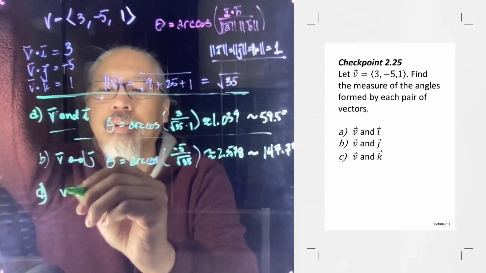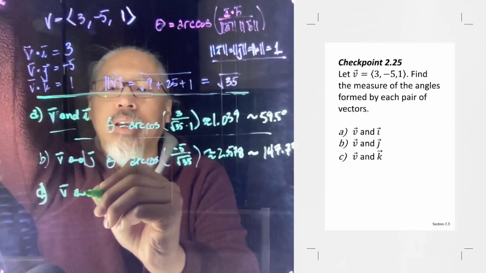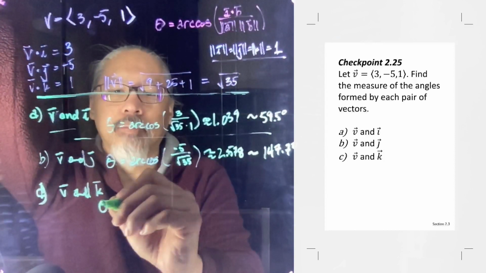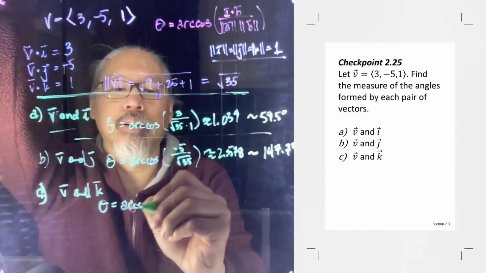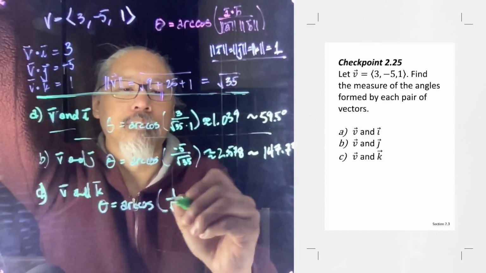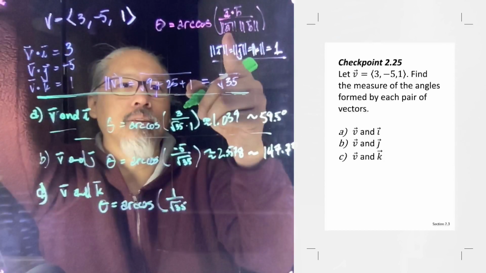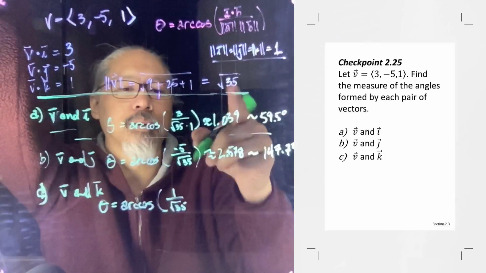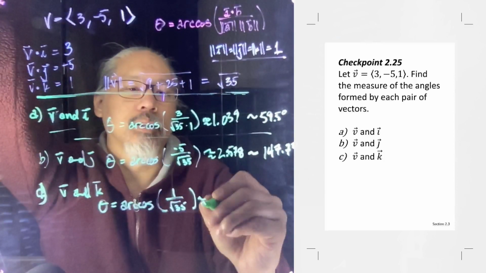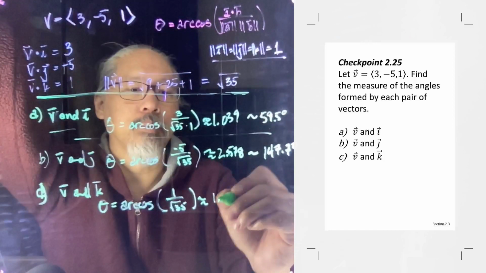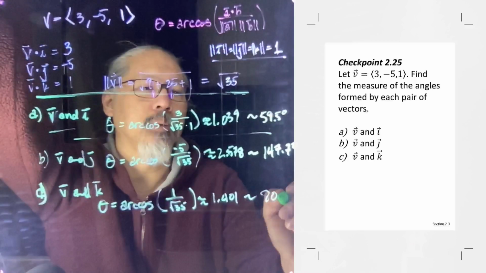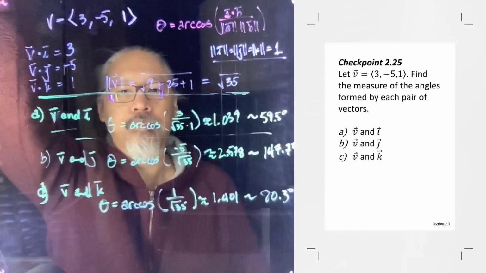Okay, finally, c, we're taking a look at v and k. So our theta is going to be the arc cosine. Now the last component is 1. The magnitude of v is square root of 35, and the magnitude of k is 1. And this turns out to be 1.401, which is about 80.3 degrees.